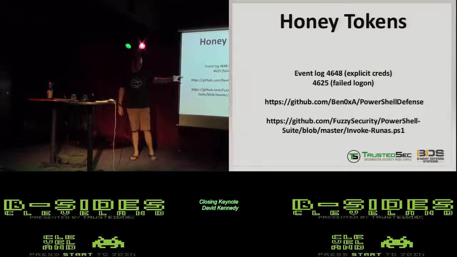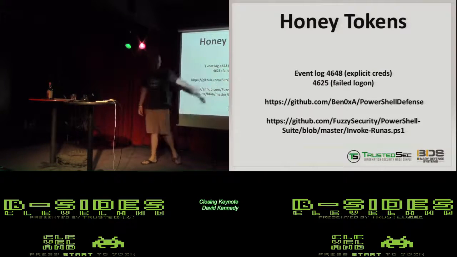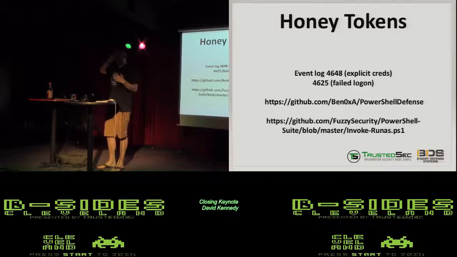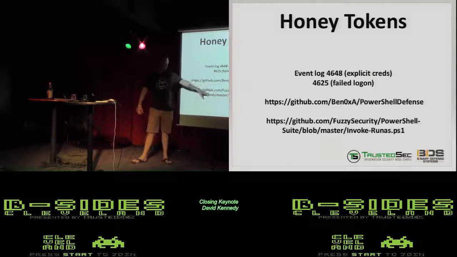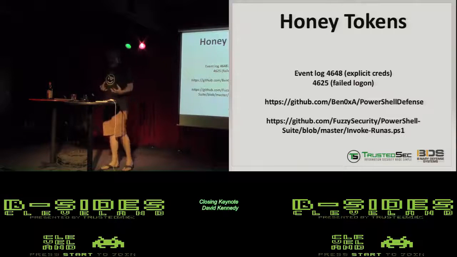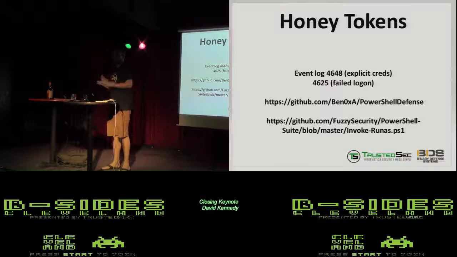There's 2 good tools out there that you can leverage. Ben 10, who's part of TrustedSec, he wrote what's called PowerShell Defense. And it has these already built in. It'll do LLMNR and NBNS through PowerShell. It'll also do the honey tokens. And there's also another great one from Fuzzy Security called Invoke-RunAs, which is basically the Run As command, but in PowerShell. So you can schedule tasks across your environment. There's no impact to performance or systems to your environment.